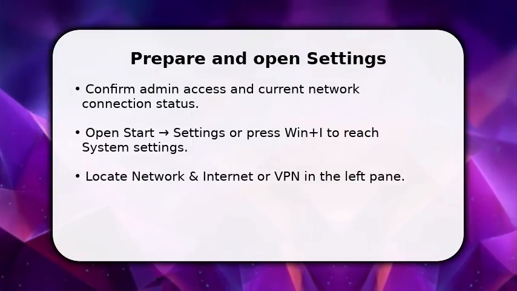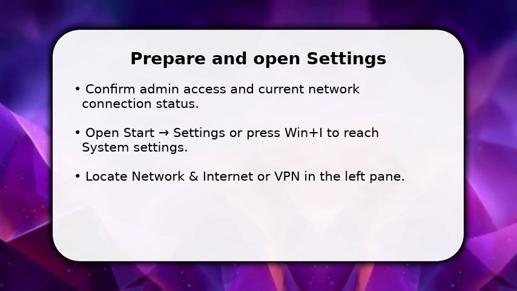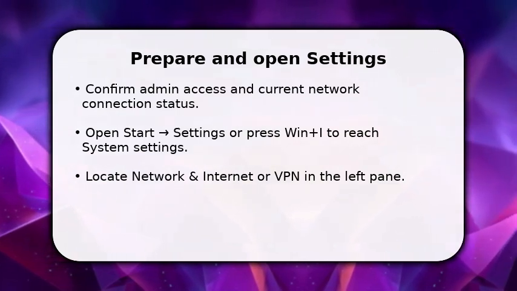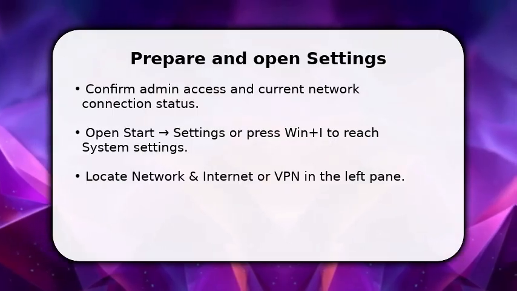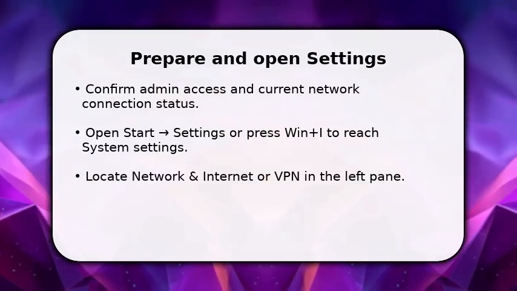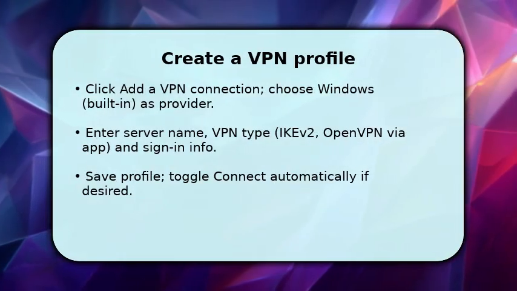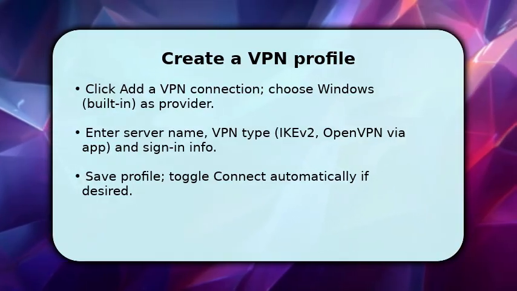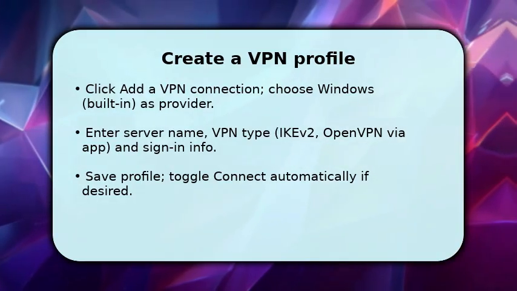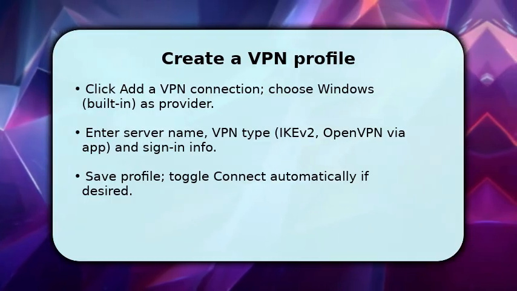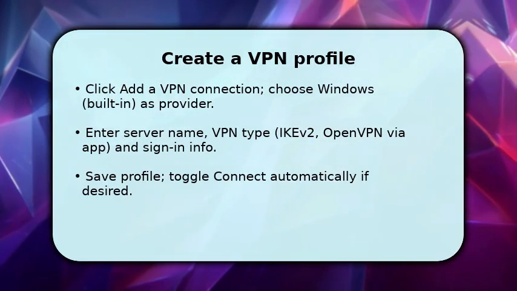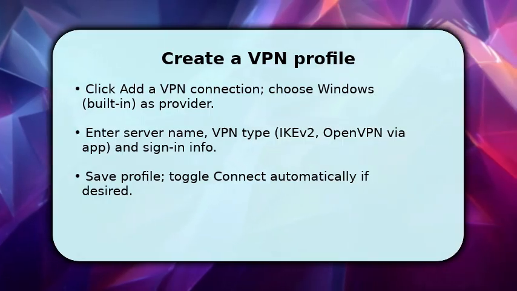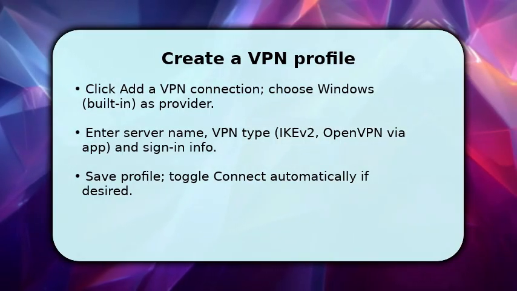Now that Settings is open and focused on Network and Internet, move to add a new VPN profile. You click Add a VPN connection and choose Windows (built-in) to keep things straightforward. This avoids third-party software complexity. Enter the server name or IP, pick the VPN type matching your provider, IKEv2 for stability, or use the provider's app for OpenVPN, and supply username and password or certificate.